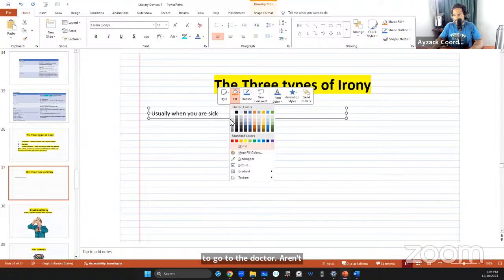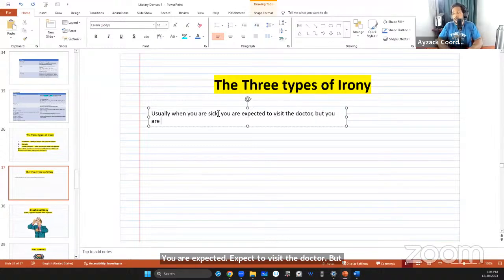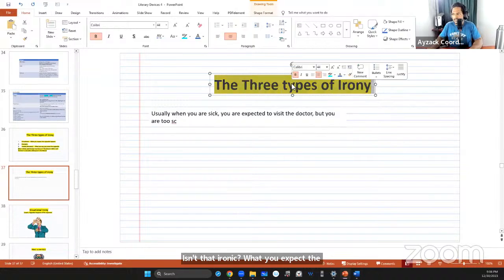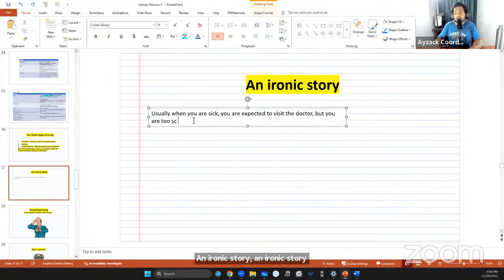Our pupils who are logical will definitely go to the doctor. You are expected to visit the doctor. But you are too sick to go to the doctor. Isn't that ironic? What you expect, the opposite is true. An ironic story. You are too sick. Any other techniques you guys want to learn, let me know, okay?